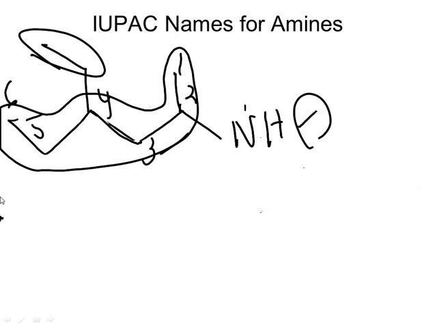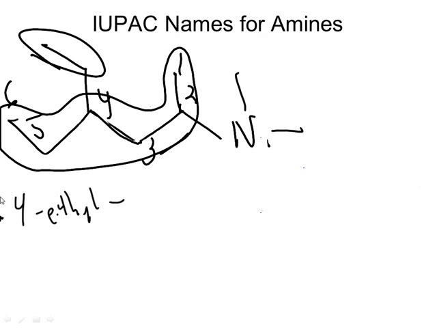Tertiary amines? Well, if I have another methyl group here, which would mean that we don't have the nitrogen hydrogen anymore, this would just become 4-ethyl-N,N-dimethyl-2-hexanamine.